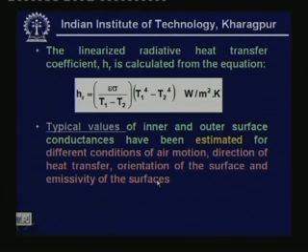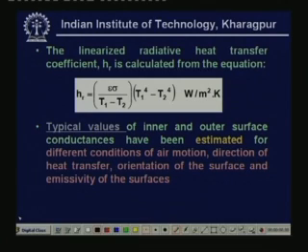And the linearized radiative heat transfer coefficient h_r is calculated from the equation. This we have discussed while discussing fundamentals of heat transfer. The linearized heat transfer coefficient h_r is given by this expression, where T1 and T2 are the two surface temperatures between which radiation heat transfer is taking place, epsilon is the emissivity of the wall, and sigma is the Stefan-Boltzmann constant, and the temperature should be in absolute scale.